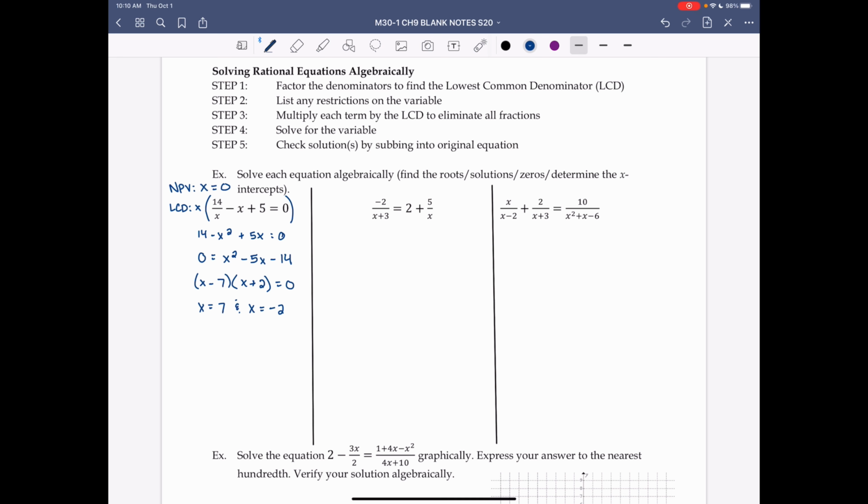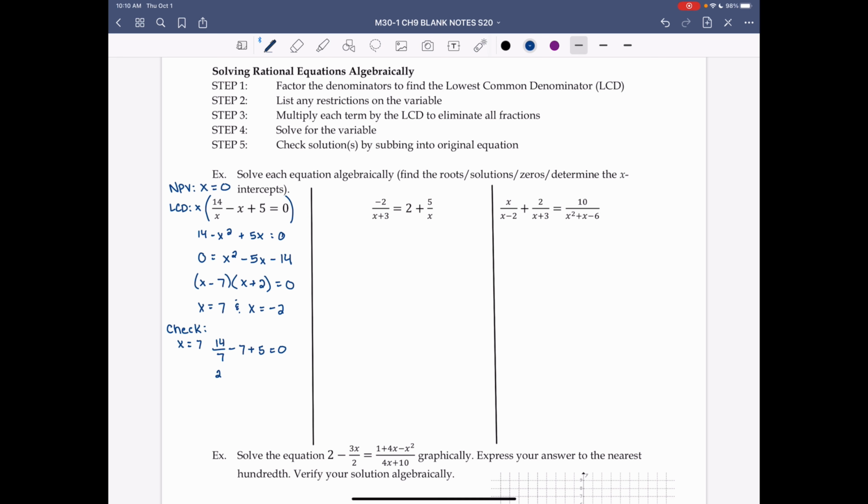Next, we want to check our solutions. We want to check them with the NPV. So our NPV was 0, which is not one of our solutions, so that's okay. But we also want to check them by subbing them back in. Take x equals 7 and plug it in. 14 divided by 7 minus 7 plus 5 equals 0.